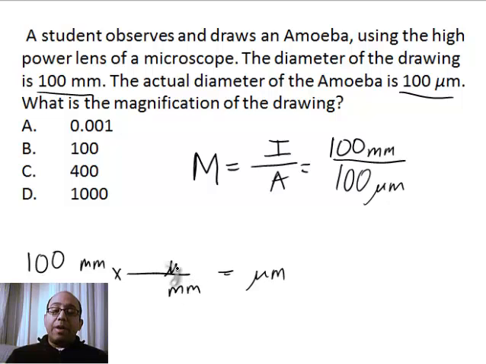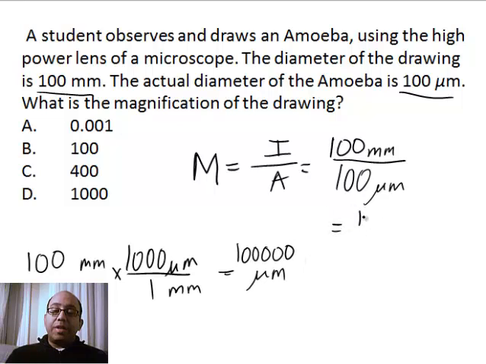Put millimeters on the bottom to cancel it, and micrometers on the top, so that's what we want. And we know then that there's 1,000 micrometers in 1 millimeter, and that means you have to move the decimal point 3 times to the right. So there's my 100, and I add 3 more decimal places.